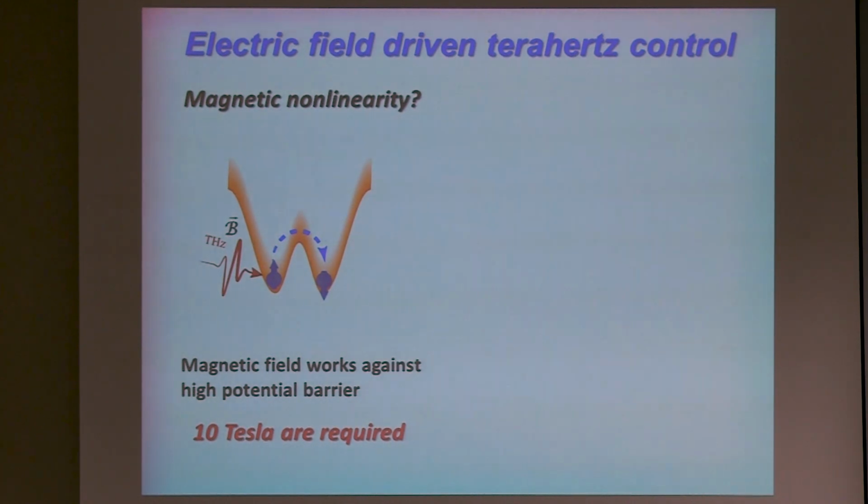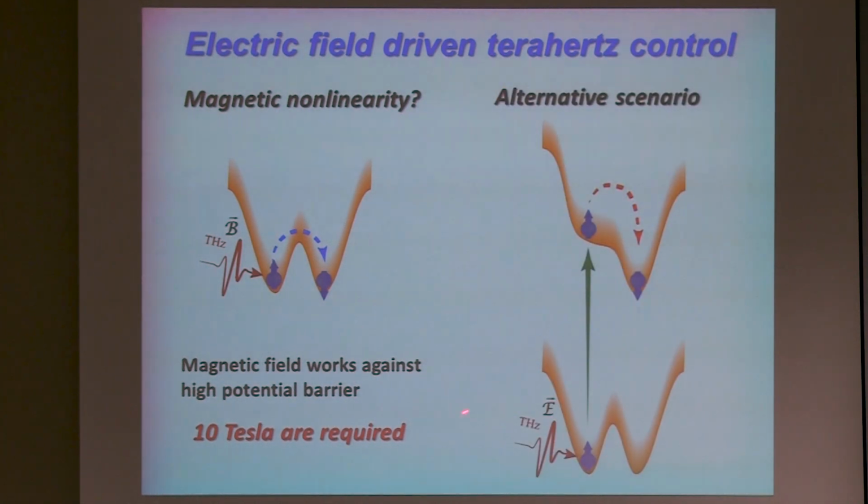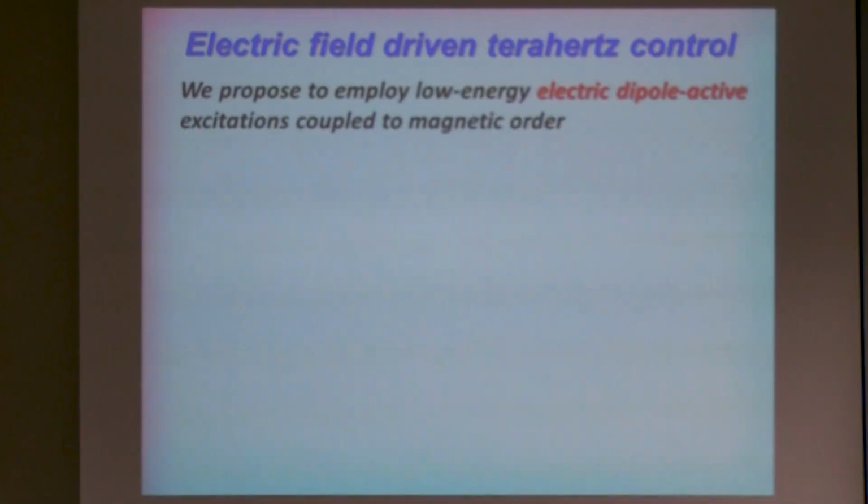The alternative approach would be to use not the magnetic but the electric field of the terahertz wave, which can bring the system into a strongly non-equilibrium state in which the potential barrier separating these two states with opposite magnetic orientations can be diminished, making the system much more susceptible to spin switching. The idea here would be to employ the electric field to pump the low energy electric dipole active excitations coupled to magnetic order. Of course, you may say that this is a very indirect mechanism. But at the same time, you should bear in mind that electric dipole oscillator strength is typically 6 orders of magnitude larger than that of magnetic dipole.